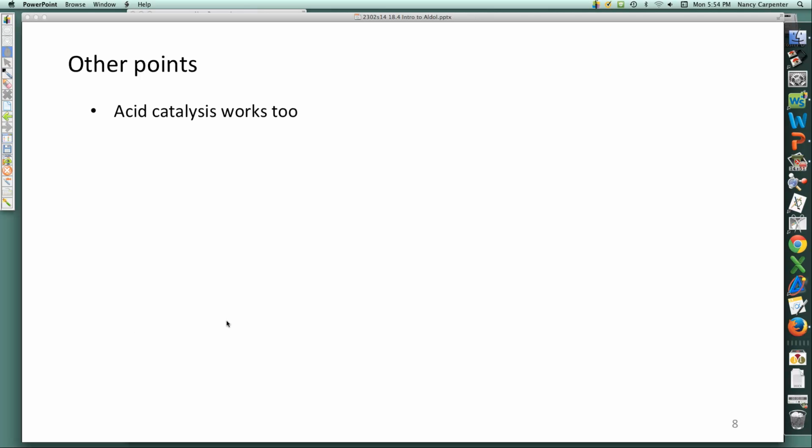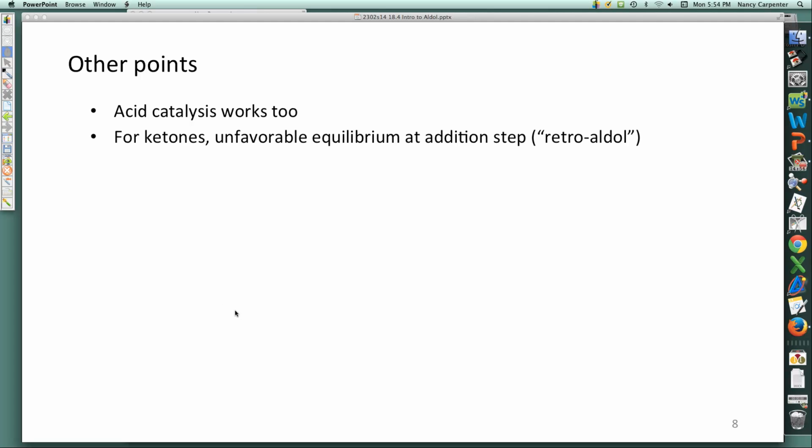Alright, some other points to make about the aldol. It can be run under acid catalysis. Typically it's basic catalysis. And it works a lot better for aldehydes, but ketones can undergo the aldol reaction as well. The problem with ketones is sterics, that when you add the enolate to the ketone, there's a lot of banging around going on there, and so the equilibrium is not very favorable. Well, it does work though, so here's a nice example of an acid catalyzed aldol that forms in 71%.